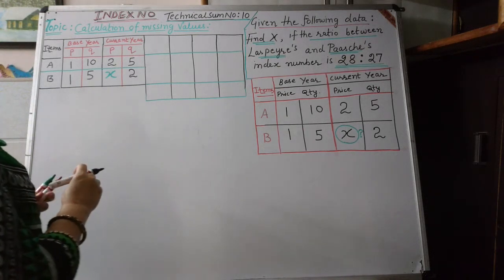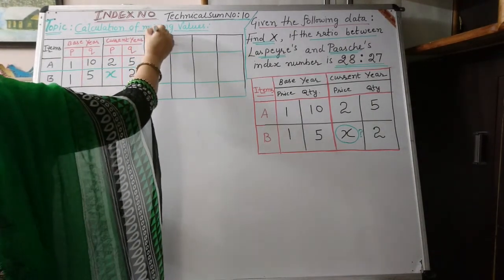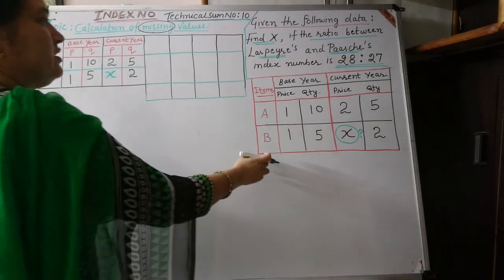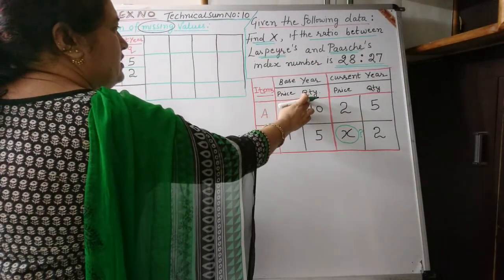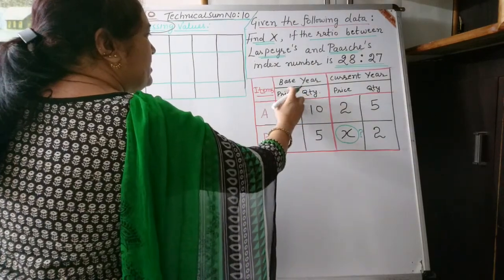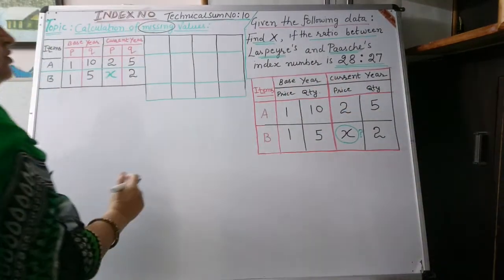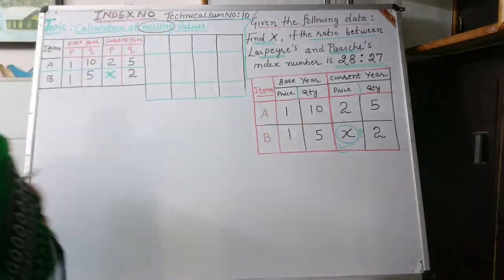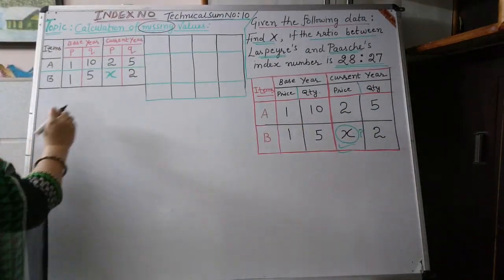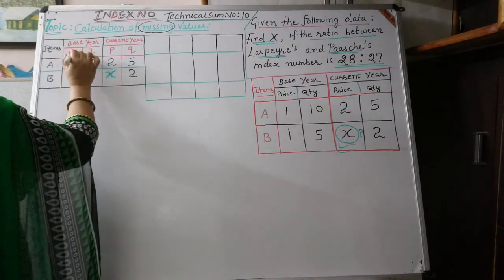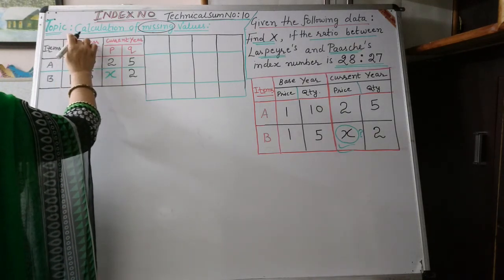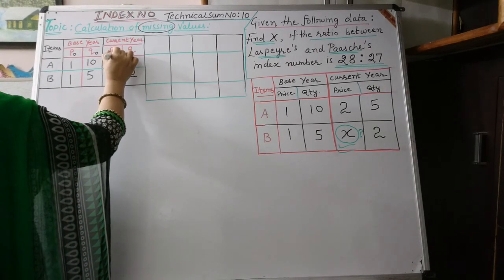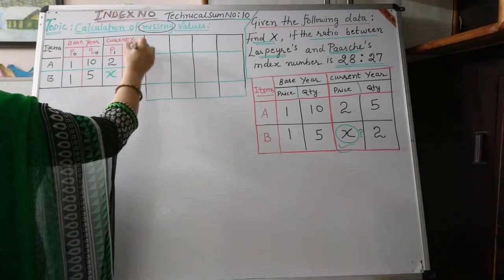In this video we will find missing values. Here a statement is given: base year prices and quantities, and current year prices and quantities are given, and we have to calculate the missing value. According to this statement, P0 is the base year price, Q0 the base year quantity, and the current year price and quantity will be considered as P1 and Q1.